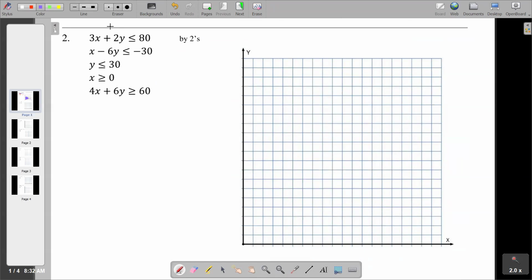So if we take this top problem and we move 3x to the other side, we get 2y is less than or equal to negative 3x. Right. And then when we divide by 2, we get y is less than or equal to negative 3 divided by 2x plus 40. And that's where it occurs to us that I don't have enough y-axis here to go up to 40. So that's why we're going to scale by twos. That's why I put that little comment there.